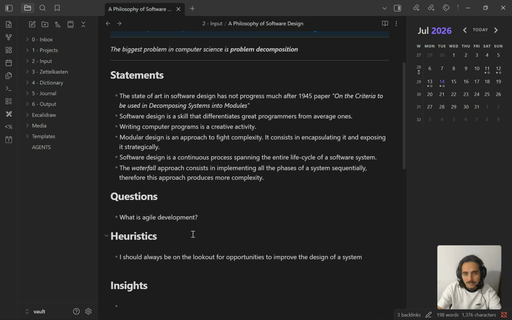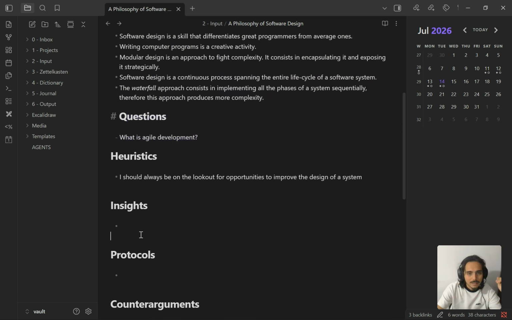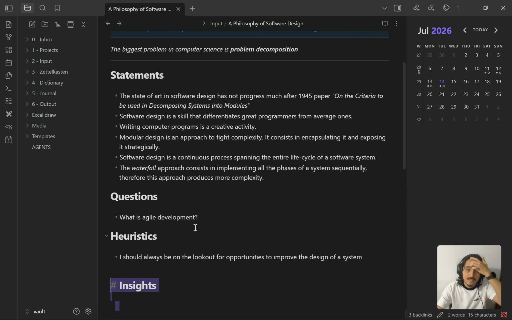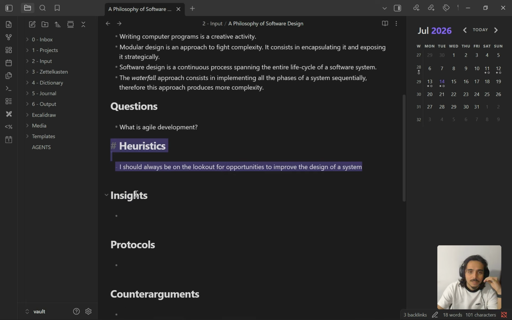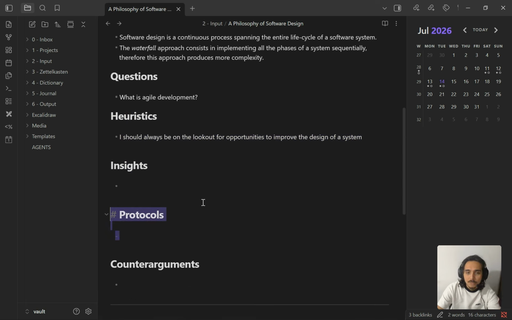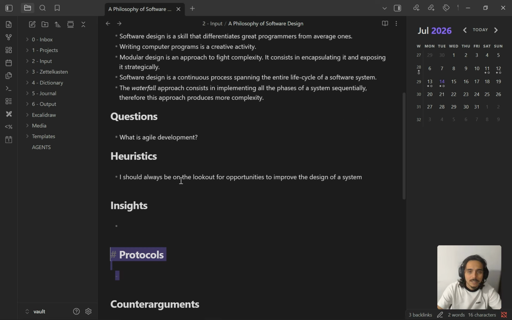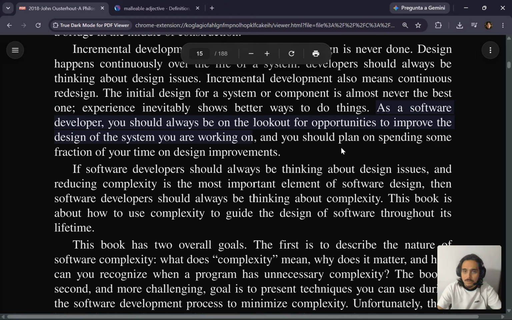When you are only studying and learning theory, that is not bad by itself, but when you don't balance it with hands-on experience, with hands-on skills, you are missing something, like the Albert Einstein approach: theory and practice are different. So the statements, questions, and insights are more about the theoretical side, but the heuristics and protocol sections are going to try to come up with a practical tool, a practical workflow. So that's the idea. I should always be on the lookout for opportunities to improve the design of a system. This is a good thing to remember.